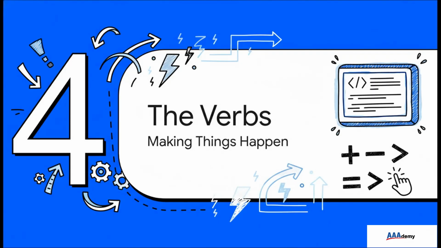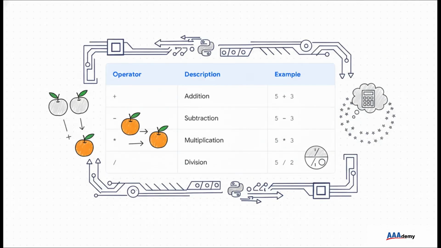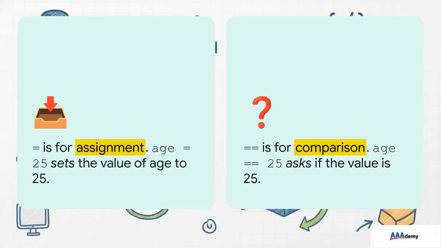Okay, so we've got our grammar, we've got our nouns, our vocabulary. What's missing? Verbs, the action words. We need a way to actually do things with all this information we're storing. And in programming, we call these operators. And the good news is, they're probably exactly what you'd expect from math class. As you can see here, the plus sign is for addition, minus for subtraction, that little asterisk is for multiplication, and the forward slash is for division. Pretty intuitive, right?